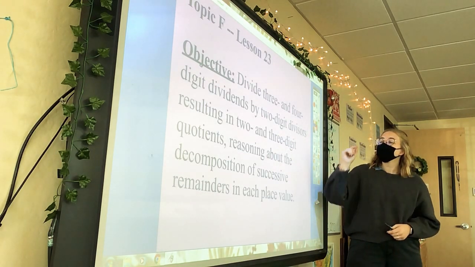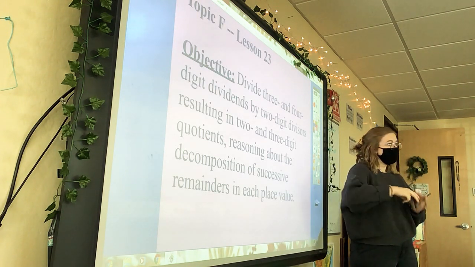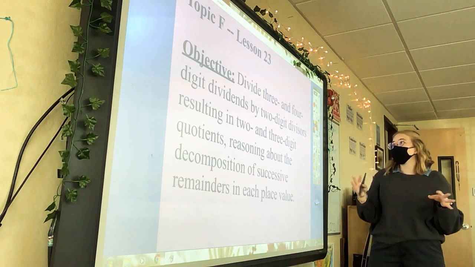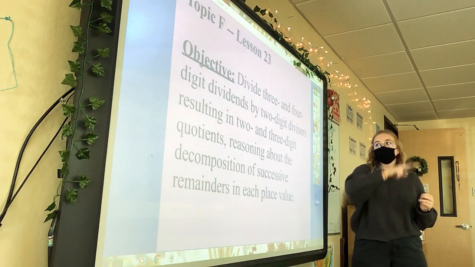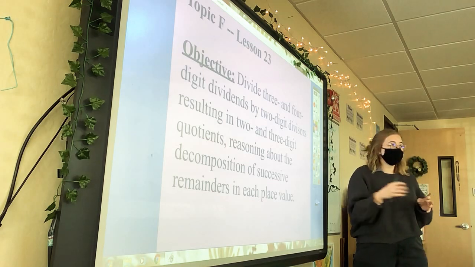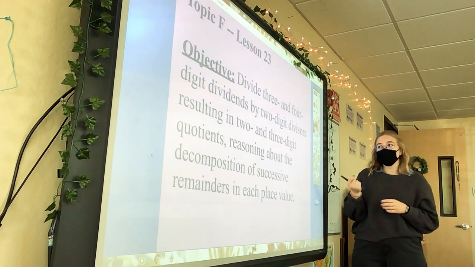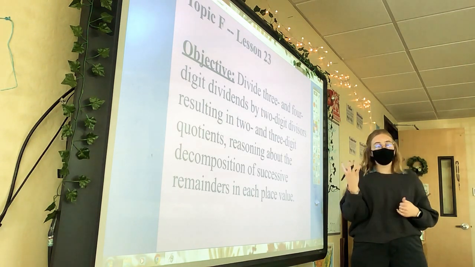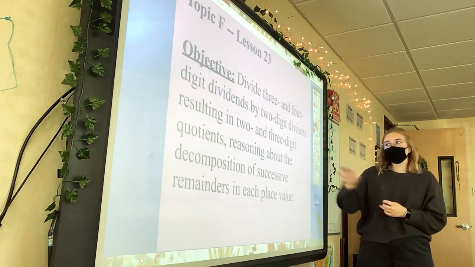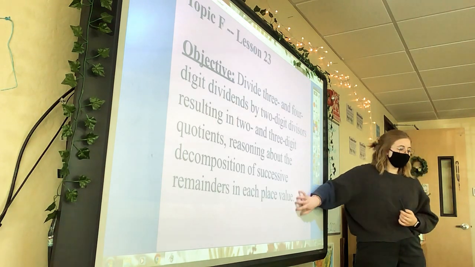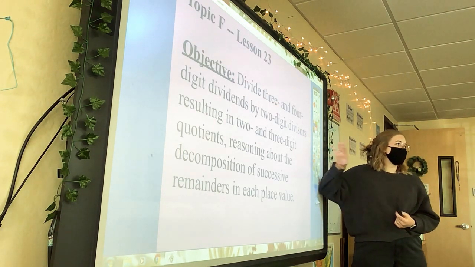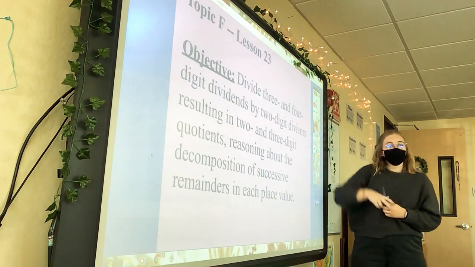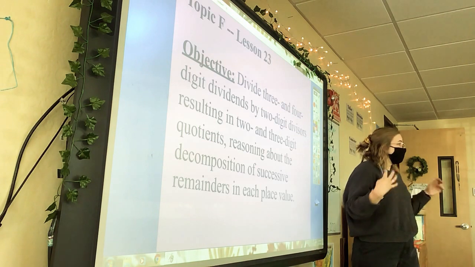We're going to divide 3 and 4 digit dividends. So the numbers inside are going to be 3 and 4 digits, okay? By 2-digit divisors, resulting in 2 and 3-digit quotients, okay? And we will still have remainders today. So reasoning about the decomposition of successive remainders in each place value. Remember, that's just the stuff that builds up on the bottom, right? That's the successive remainders, and then your final remainder is the one that you write at the top, okay? Same objective as yesterday, just with some bigger numbers.